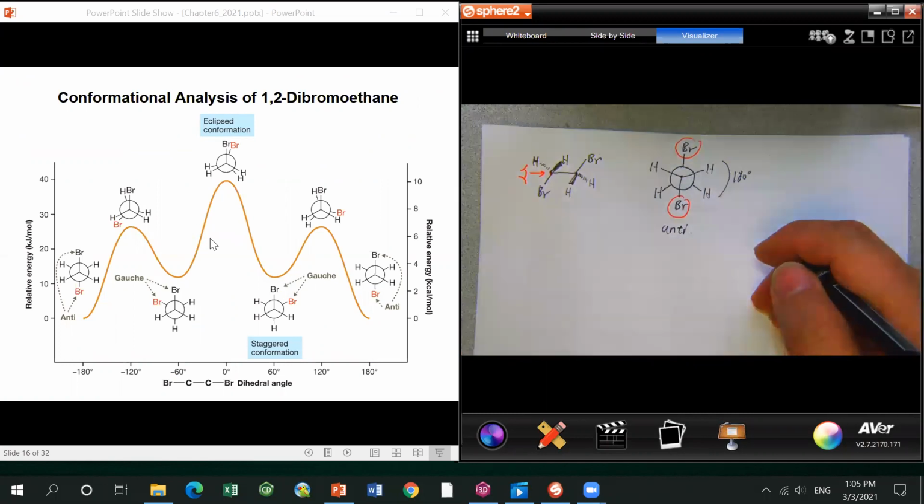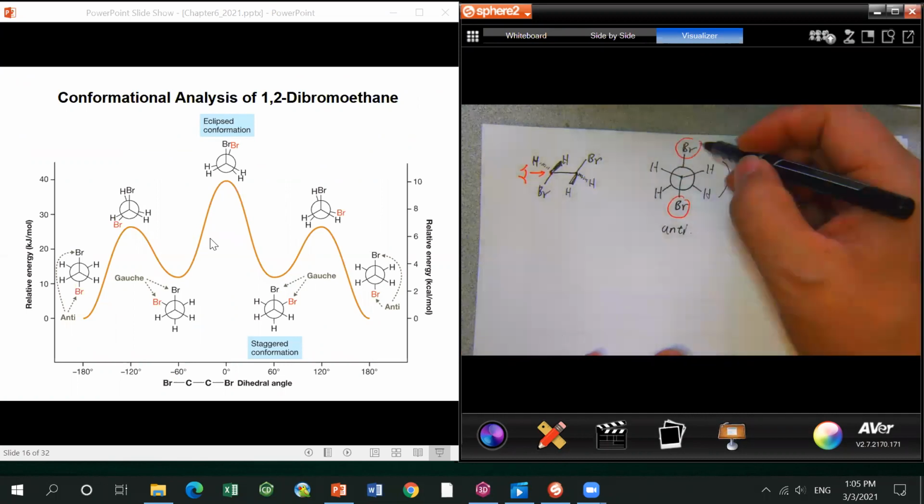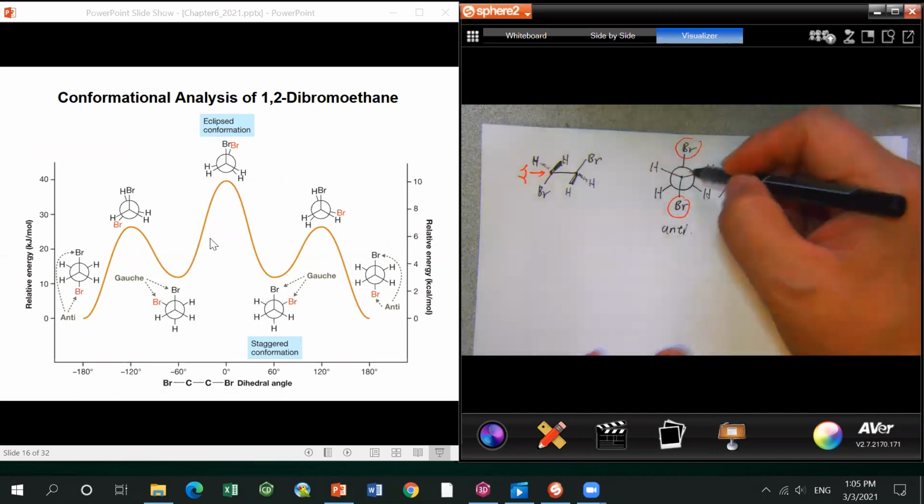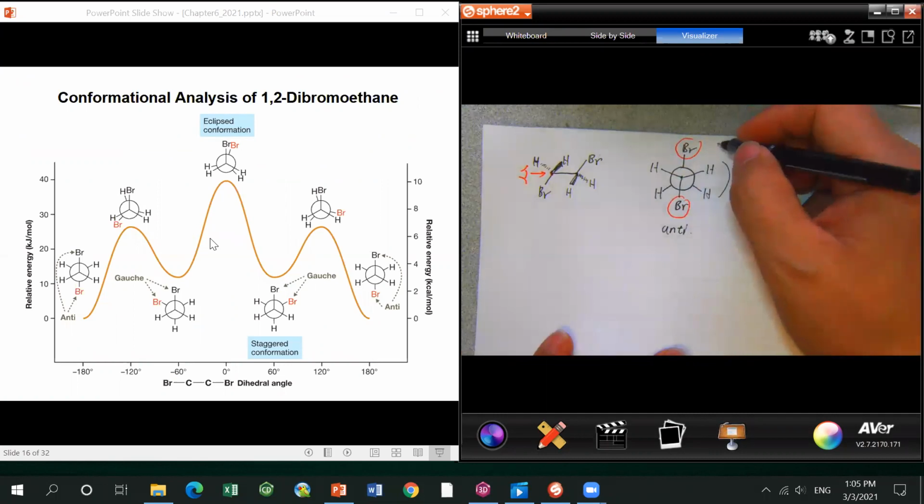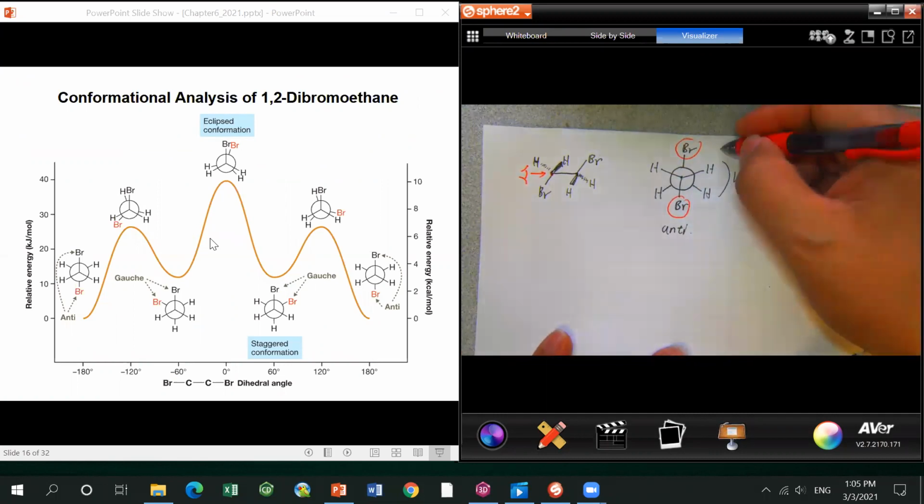And then we can go ahead and rotate, for example, the back carbon. We keep the front carbon the same and rotate the back carbon, like 60 degrees each time.